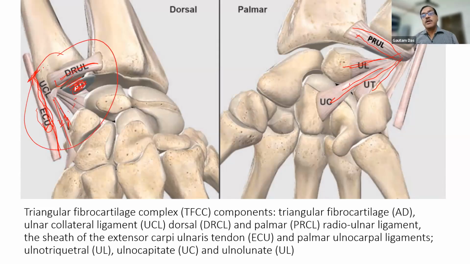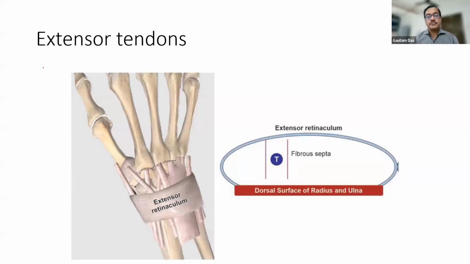This is one of the very common injuries, particularly a sports injury. People encounter it. Though MRI is a good way to diagnose, ultrasound is also important to make some diagnosis. Then the extensor compartments.